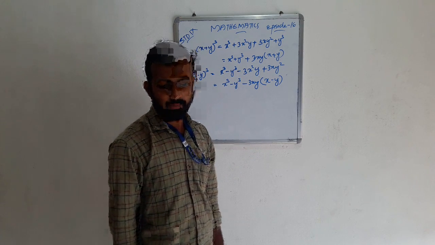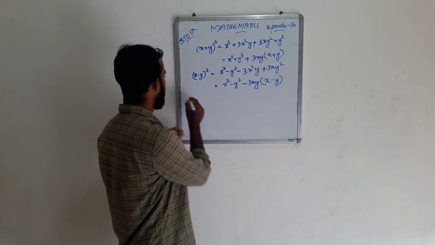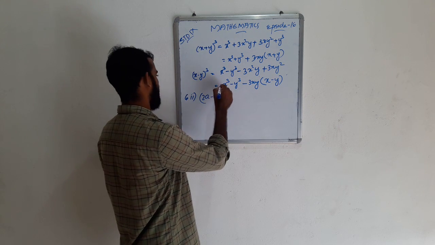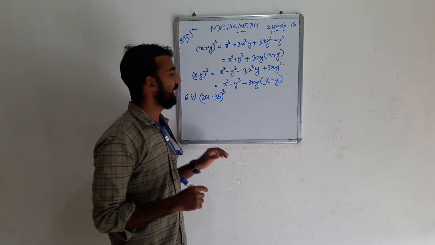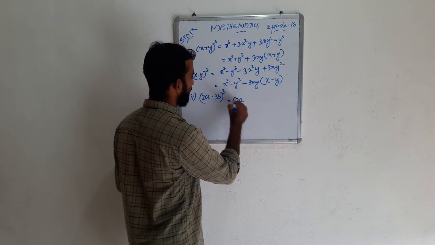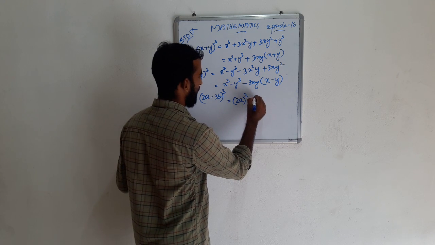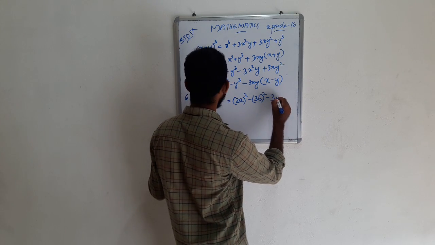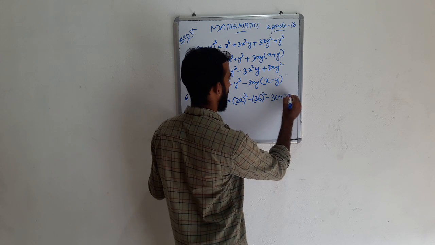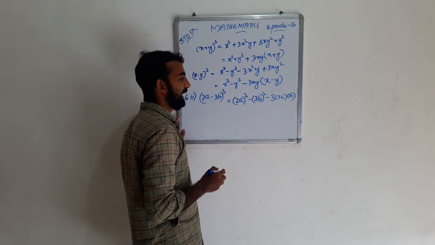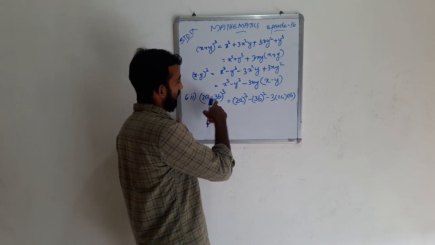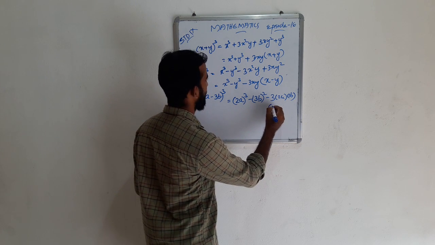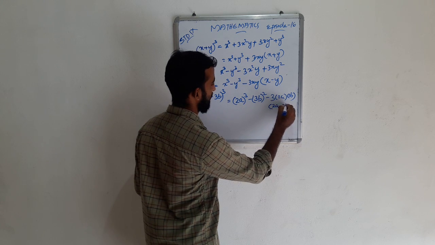(2a - 3b) the whole cube. We want to find x cube minus y cube minus 3xy into (x - y), where 2a is x and y is 3b, and the next factor is x minus y, that is 2a minus 3b.